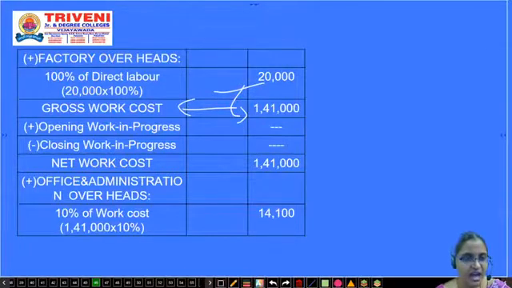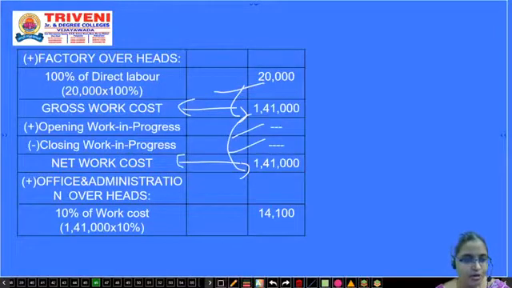After that, add opening work in progress less closing work in progress. In the sum, the work in progress was not given. Observe the question once. The amounts for opening work in progress and closing work in progress were not given, so no amount was recorded. So the above amount 1,41,000 is carried forward. It is named as net work cost.